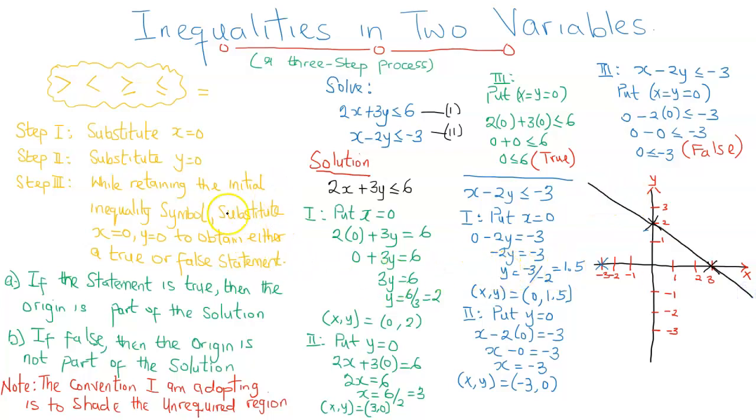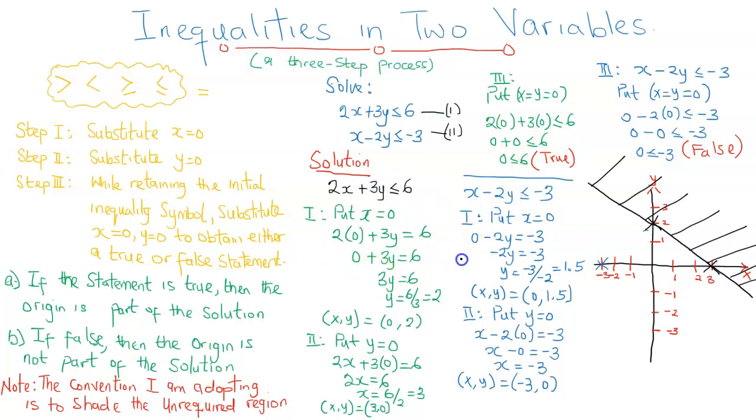Okay, so this is where step 3 comes in. Now this statement is a true statement, and if the statement is a true statement, it means that the origin is part of the solution. This is the origin, the point x equal to 0, y equal to 0. So, since the convention I'm adopting is to shade the unrequired region, it means I'm going to have to shade the upper part. So this region is the unrequired region. I'm shading away from the origin because the statement is a true statement. Okay, so we are done with the first one.